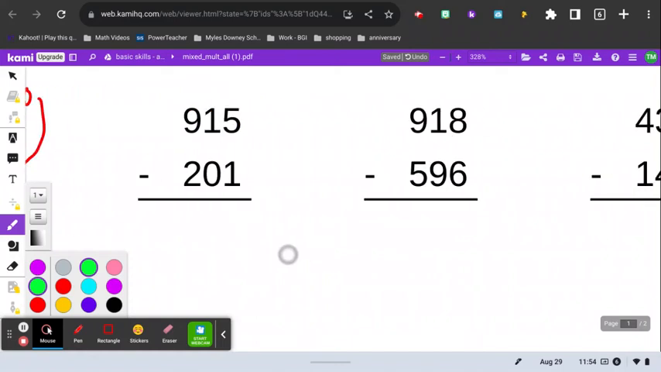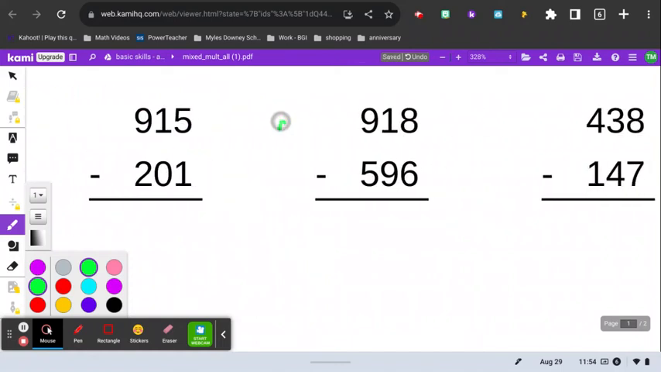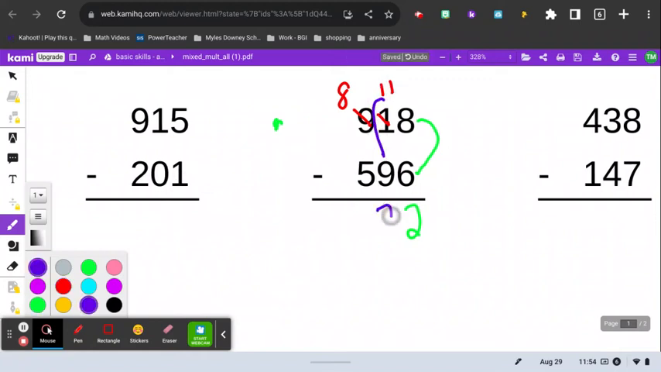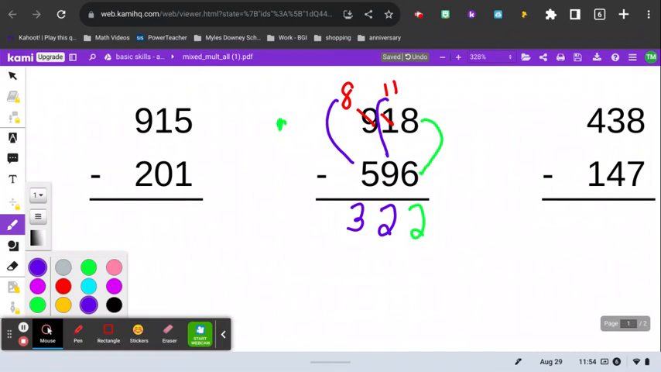I'm going to choose one more where there's some borrowing. So this one here. 8 minus 6, we can do that. 8 is larger. 8 minus 6 is 2. Now the next one, we cannot do 1 minus 9. 1 is smaller, so we do need to borrow. Borrow from that 9, change it to 8. Change this to 11. So now we're going to do 11 minus 9. That's going to be 2. And then the last column, 8 minus 5 is 3.